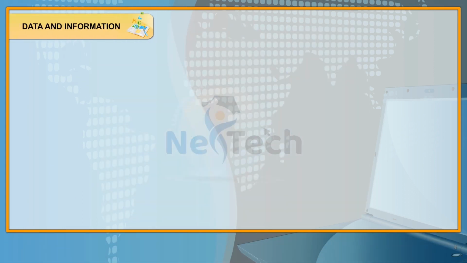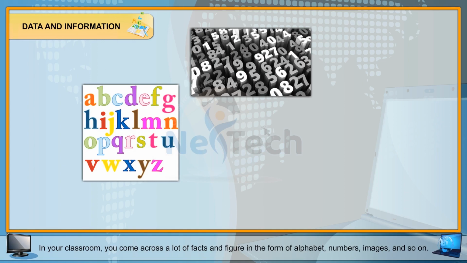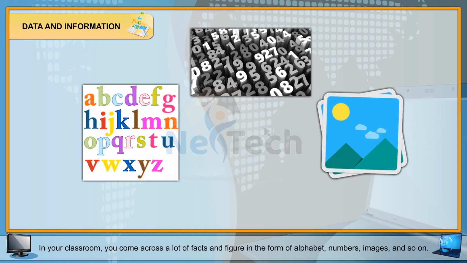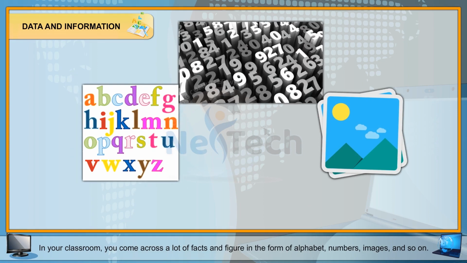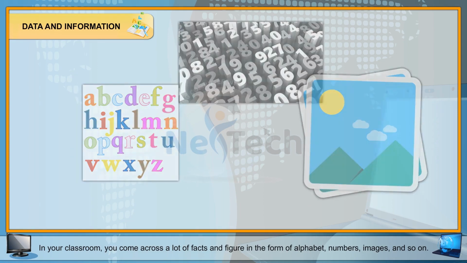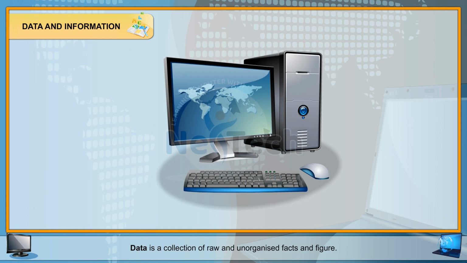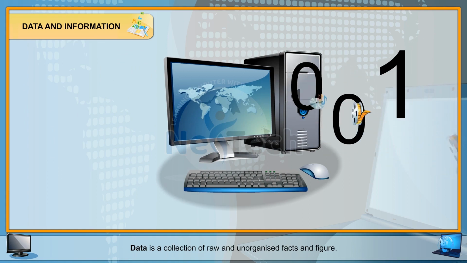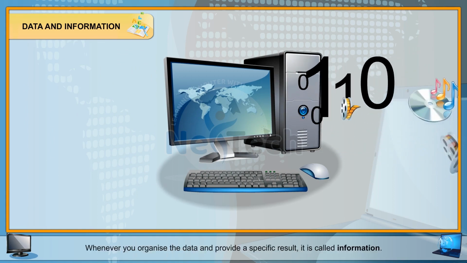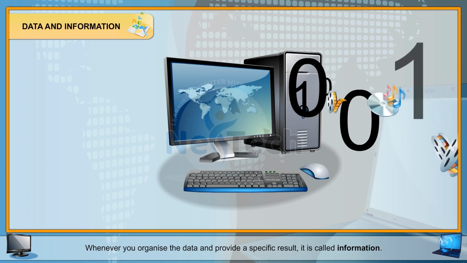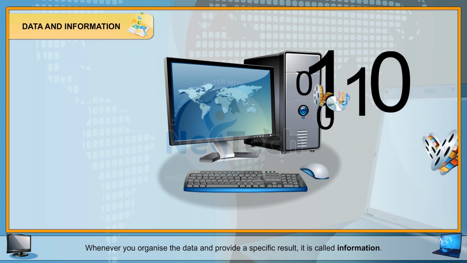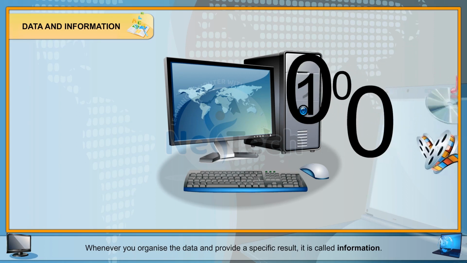Data and information. In your classroom, you come across a lot of facts and figures in the form of alphabets, numbers, images and so on. Data is a collection of raw and unorganized facts and figures. Whenever you organize the data and provide a specific result, it is called information.